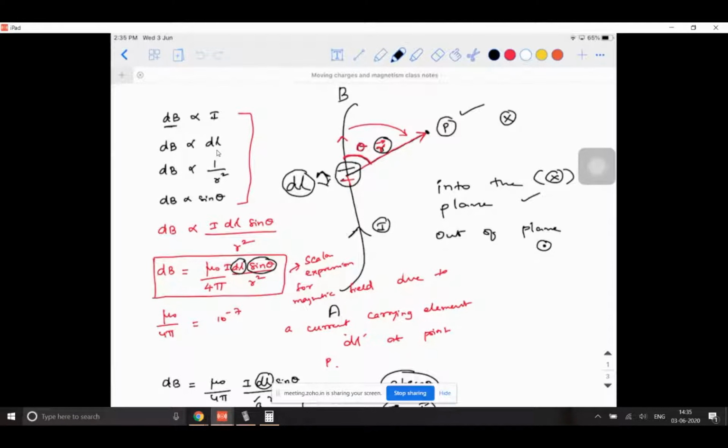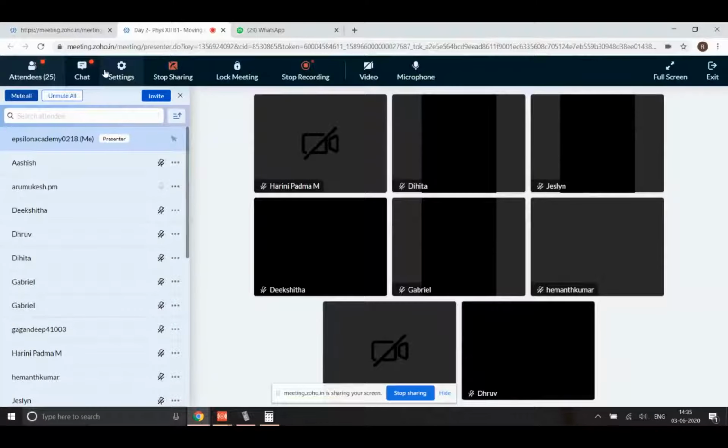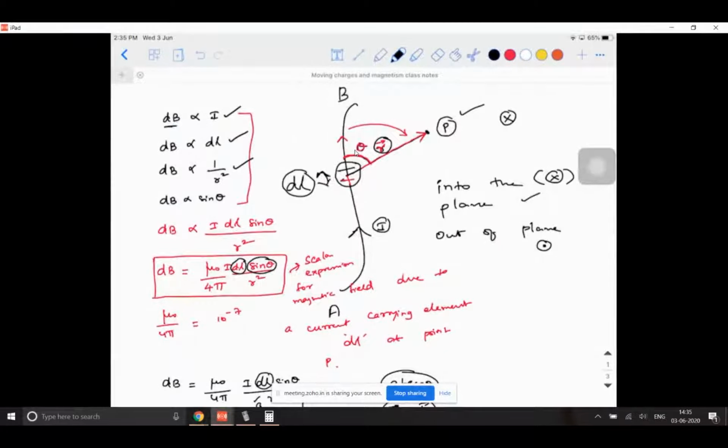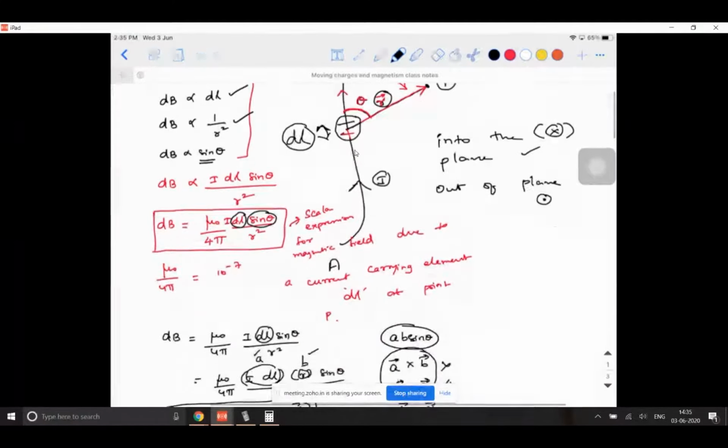It is like this. The value of dB, that is the value of the magnetic field produced due to the small current carrying element, is directly proportional to the current that is flowing through it. It is directly proportional to the length of the current carrying element. It is inversely proportional to the square of the distance of separation between the current carrying element and the point P, right? And it is directly proportional to the sine of the angle between the current carrying element and the radial vector. And we did a problem also based on this.